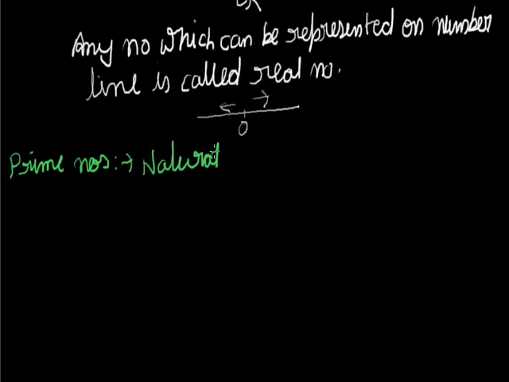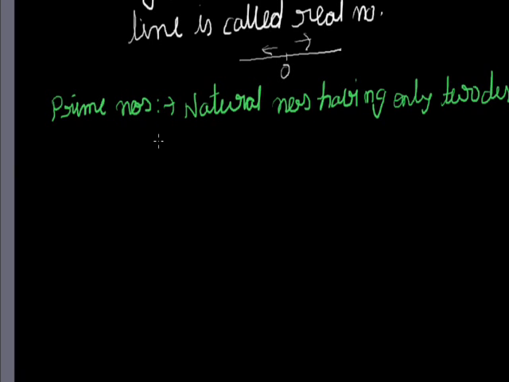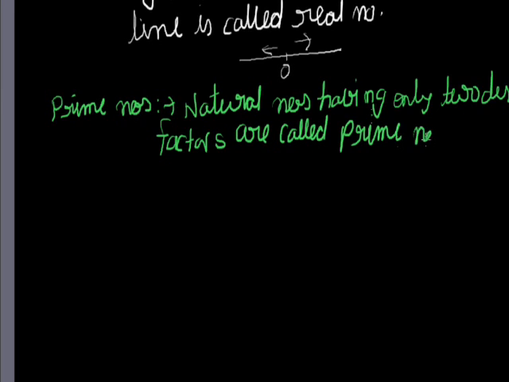Natural numbers having two distinct factors are called prime numbers. Okay, means any natural number which has only two distinct factors: one is the number itself and the second one is 1. For example, 2, 3, 5, 7, 11 and so on. These all are examples of the prime numbers.